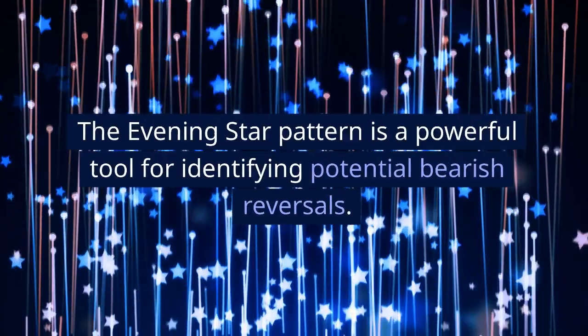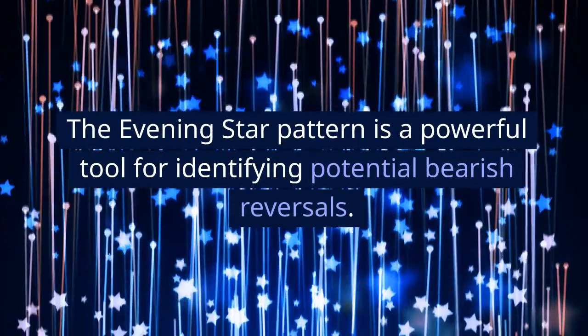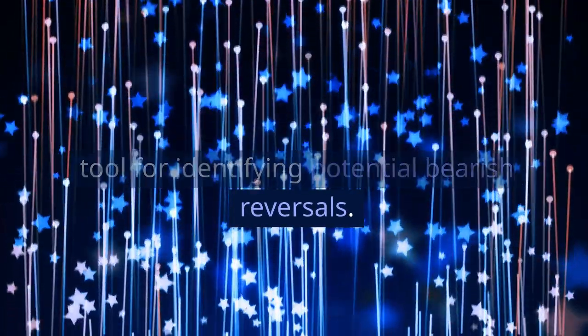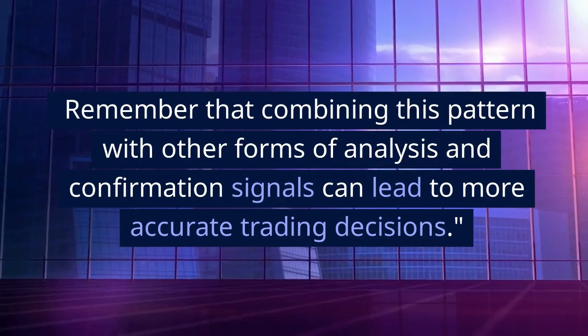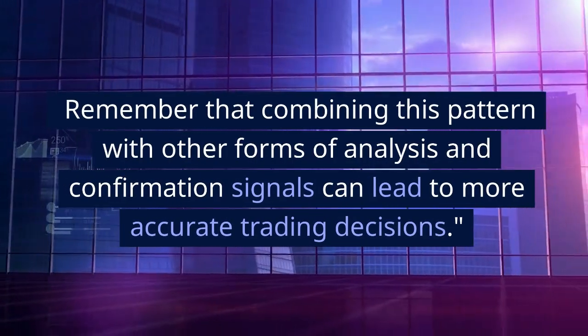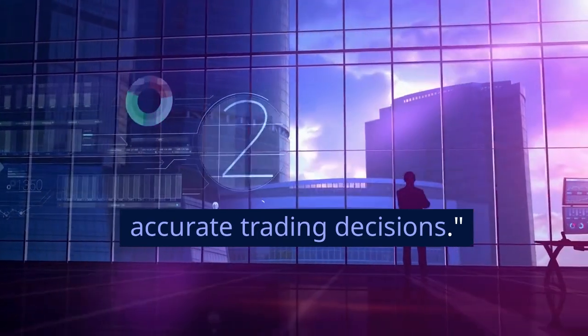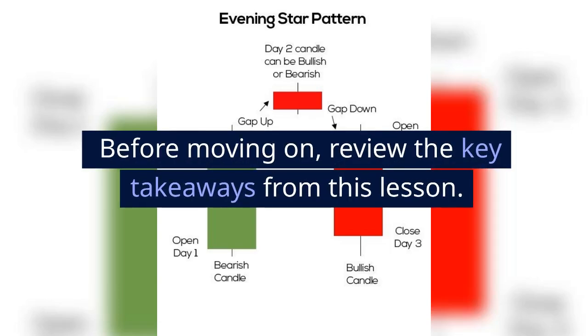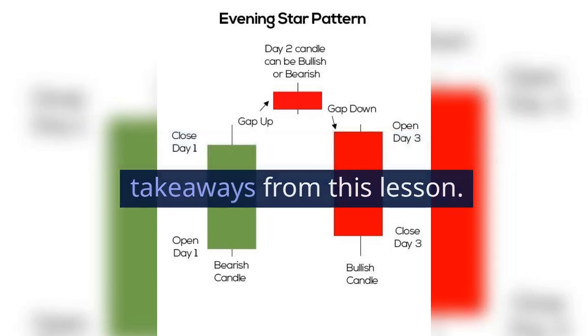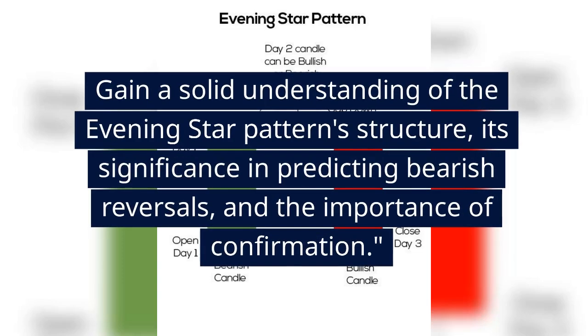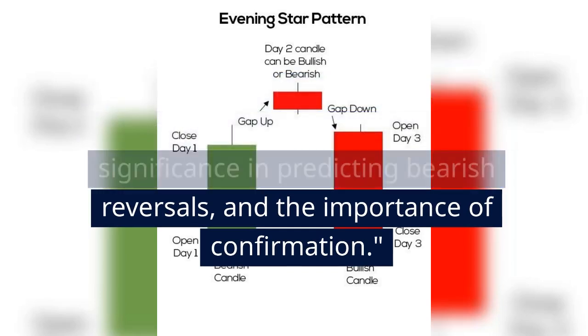Conclusion. The Evening Star Pattern is a powerful tool for identifying potential bearish reversals. Remember that combining this pattern with other forms of analysis and confirmation signals can lead to more accurate trading decisions. Before moving on, review the key takeaways from this lesson. Gain a solid understanding of the Evening Star Pattern structure, its significance in predicting bearish reversals, and the importance of confirmation.